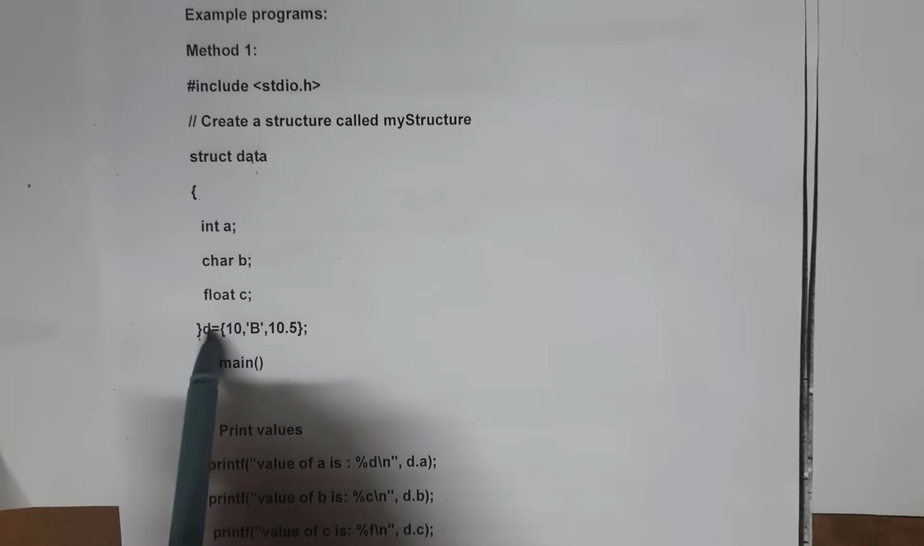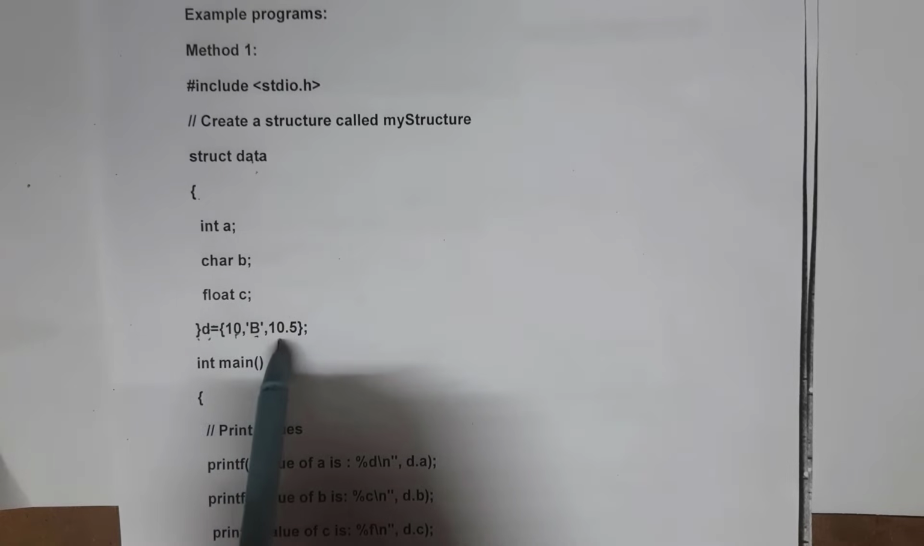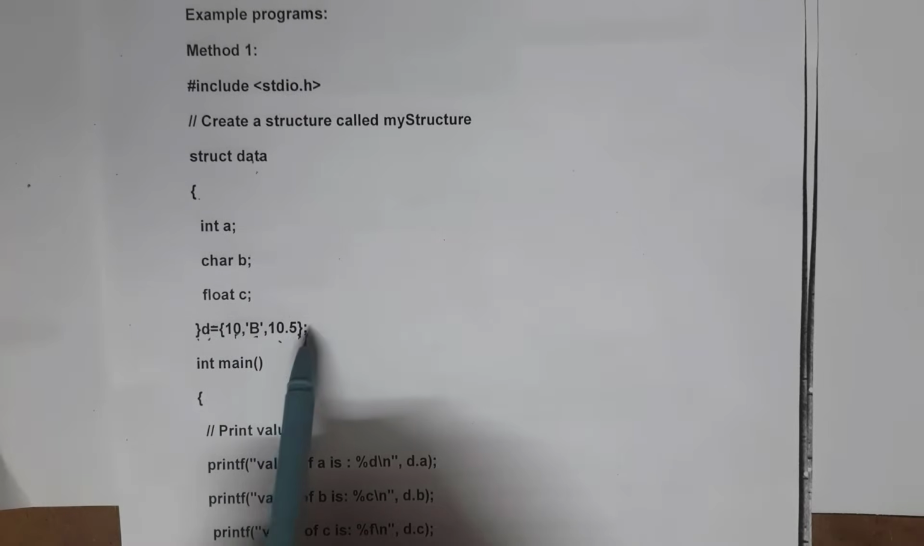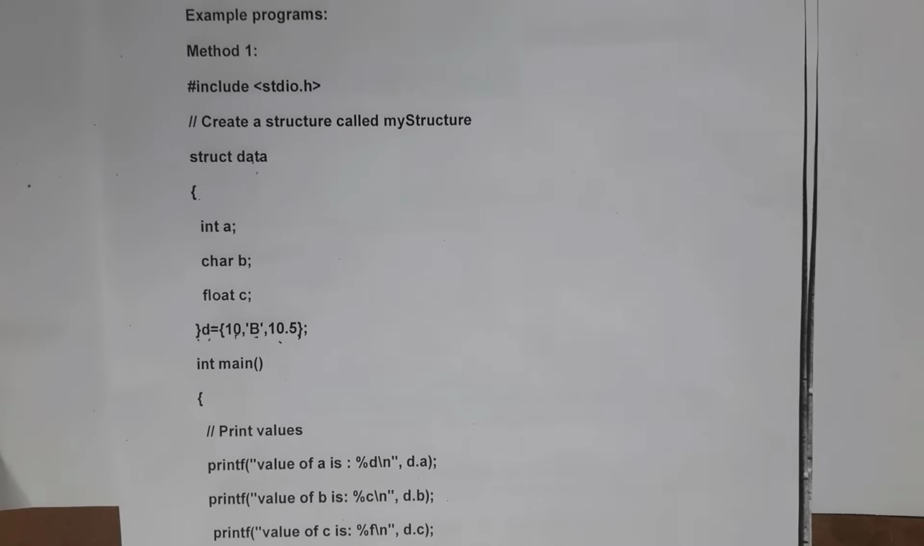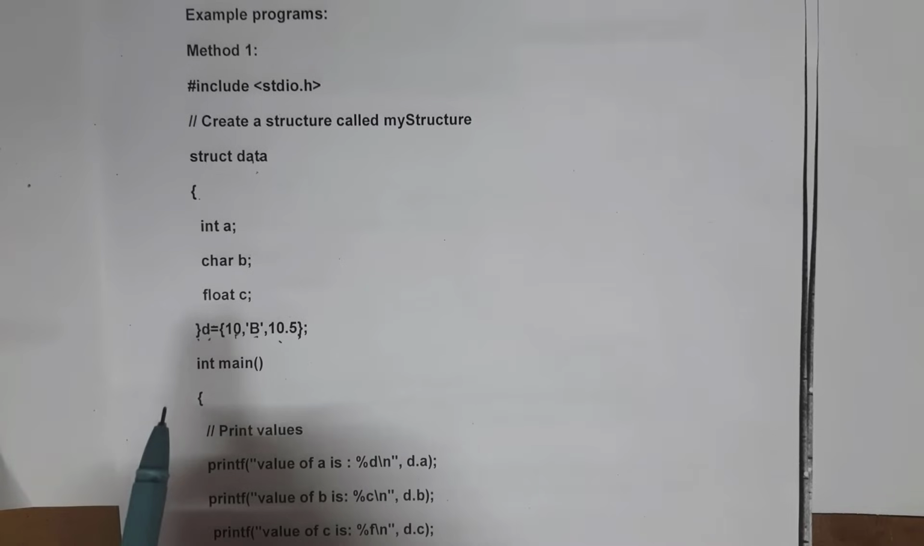So here I wrote d equal to, for int a I took the value 10, for char b I took b, and for float c I took the value 10.5. We need to include these values inside curly brackets, and we need to close this by using a semicolon. This is how we assign values to the variables. I should not assign like this, int a equal to 10. I should not assign like this. There are three ways to assign values.